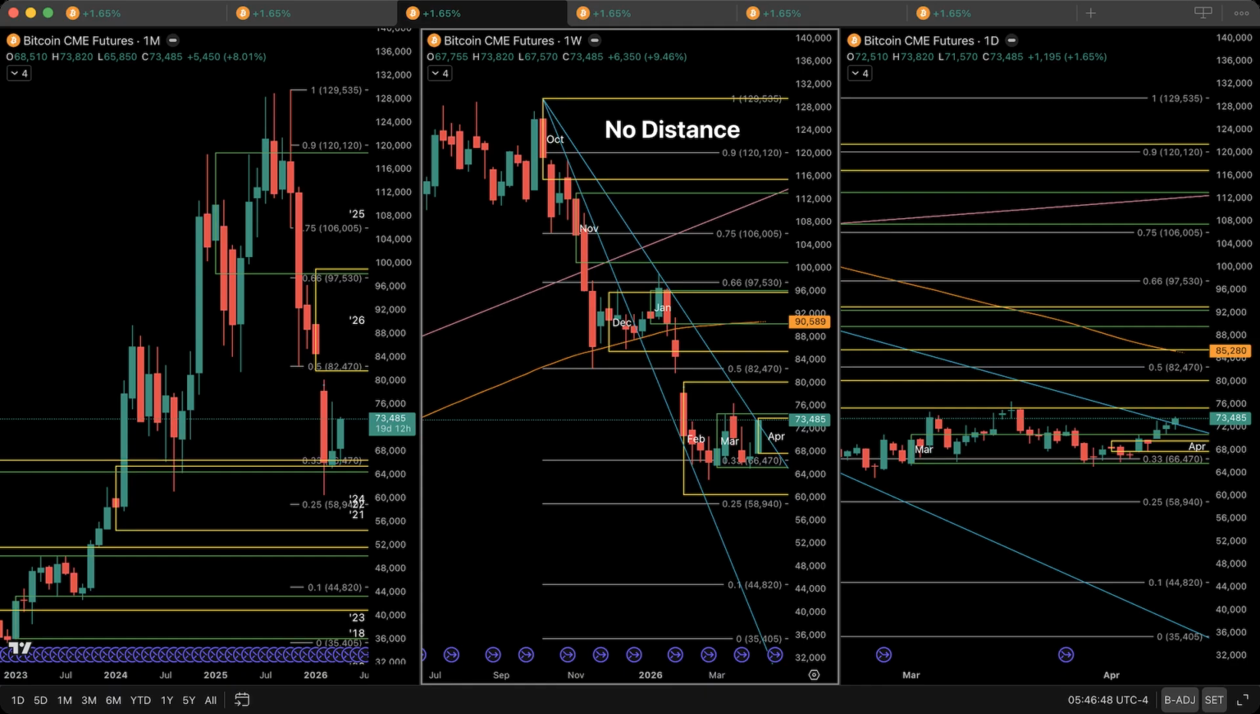Now connect this to the weekly. Weekly structure is inside this monthly compression. This is why weekly movement cannot extend. Higher time frame defines boundary. Lower time frame defines behavior. Weekly cannot escape monthly containment.